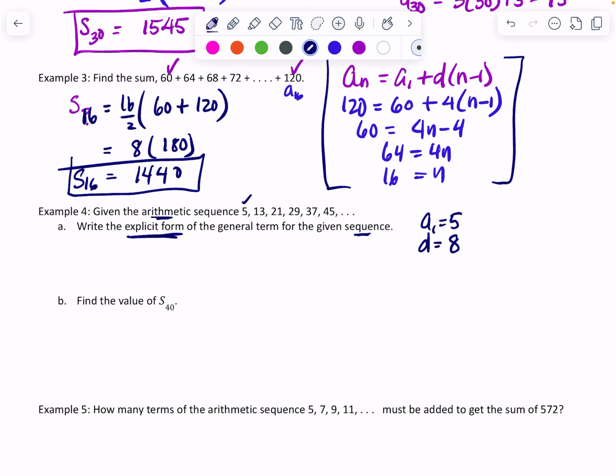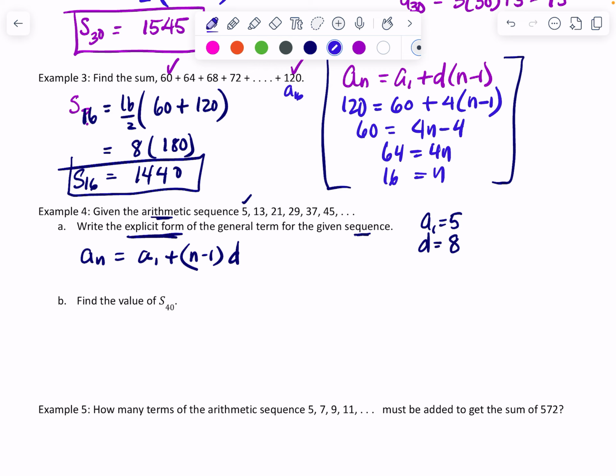So basically, they're asking me to write the formula for it, the explicit formula, which was from last lesson. This is last lesson. This is not today's lesson. Look at part B. Part B is asking for the sum of the first 40 terms. Part B is today's lesson. So to go back to last lesson, I remember the general formula, and you have it handy on the formula sheet. This was the general formula of arithmetic sequence.